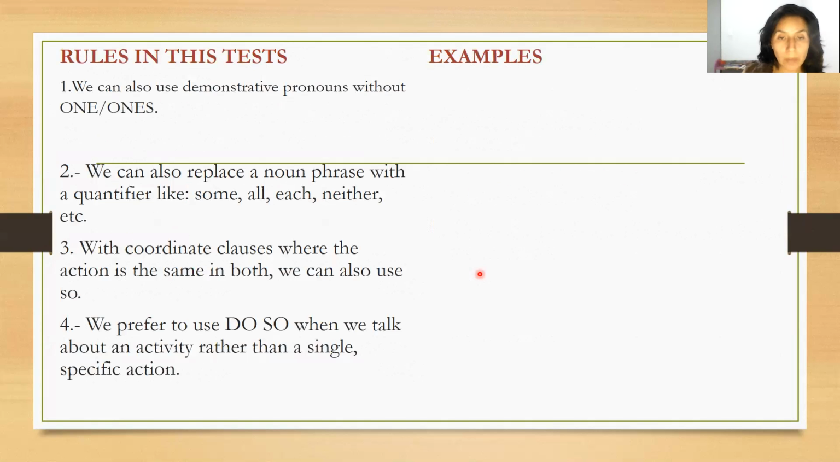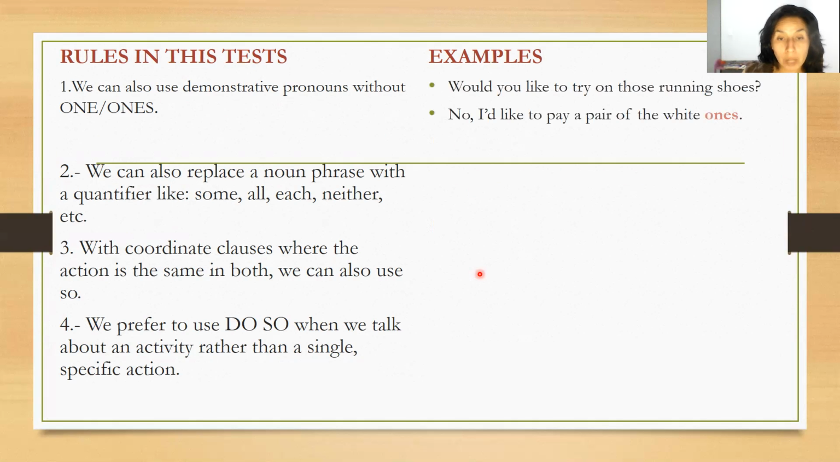We have some rules to apply substitution and I am going to explain them with the following examples. First, would you like to try on those running shoes? No, I would like to buy a pair of the white ones. The word ones can substitute for running shoes because it does not affect its grammatical structure. Next, I don't like spicy food. Neither do I. So neither substitutes for a noun phrase in the coordinated phrase.